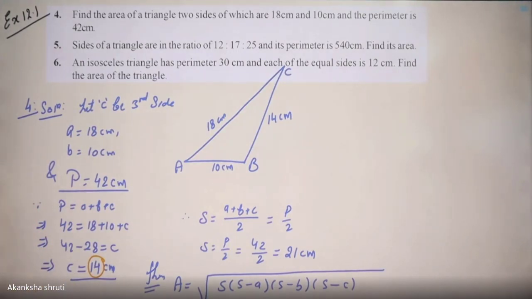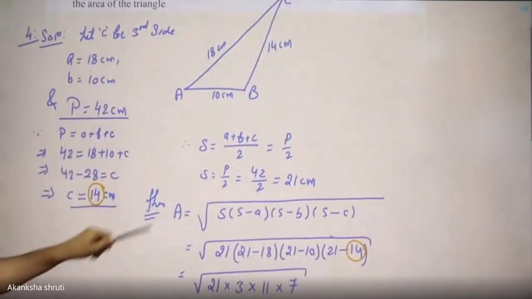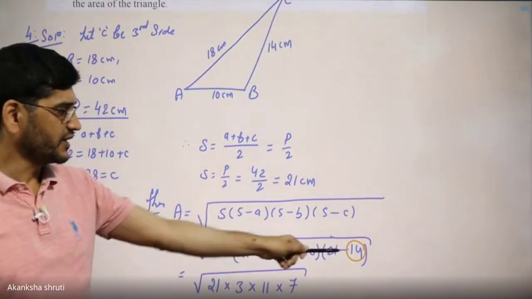So the first useful relation is between the sides and their perimeter. From that, the semi-perimeter and all three sides should be known for applying Heron's formula. That's why in question number 4, we first calculated the third side, then substituted it in Heron's formula. We were getting the answer.